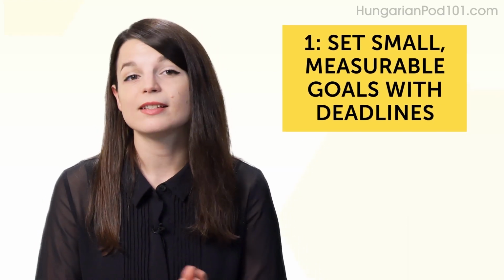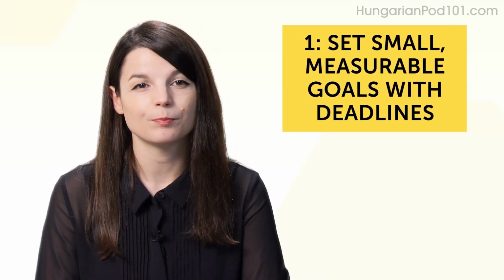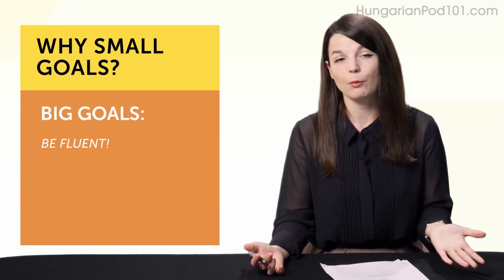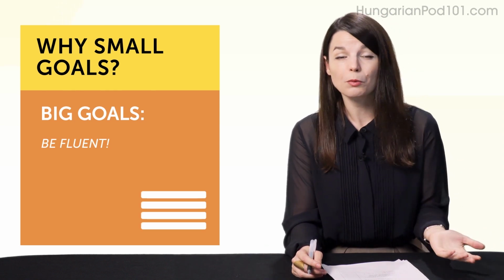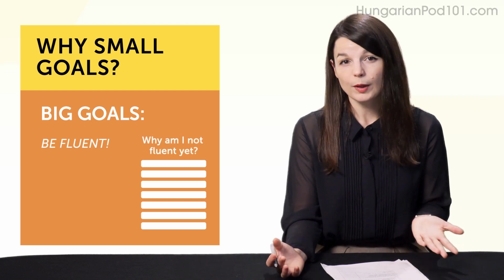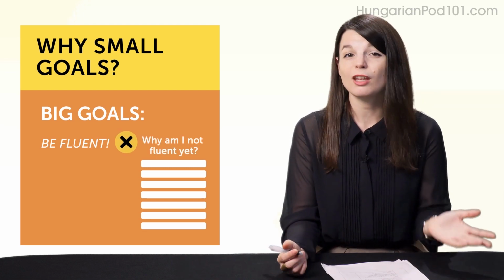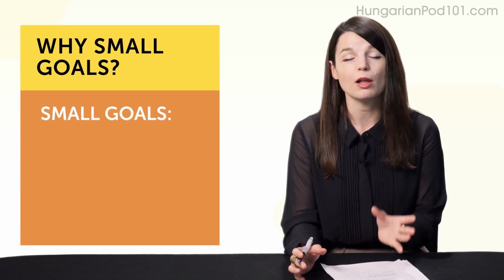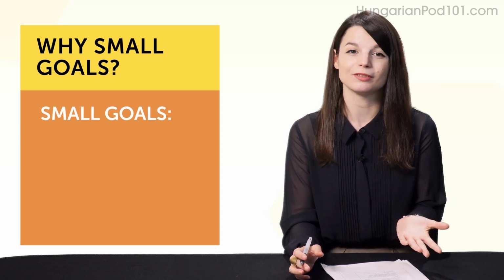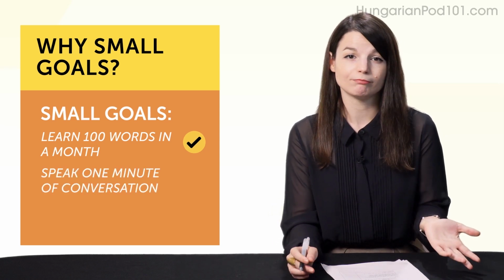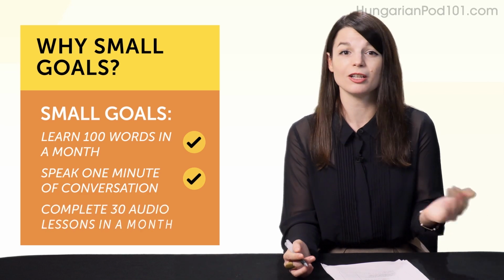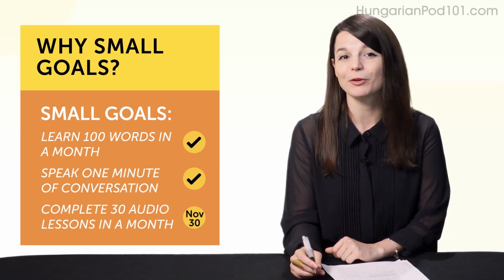Let's start with the first and most important one. Habit number 1, set small, measurable goals with deadlines. Why small goals? Well, say for example, you set big, vague goals, like I want to be fluent someday, and maybe you buy a textbook, you read the first chapter, then you start wondering if you're getting any better. You start worrying you'll never be fluent, and you give up. If you do this, you need to start setting small, measurable goals. For example, learn 100 words in a month, or speak 1 minute of conversation, or do 30 of our audio lessons in 1 month. Deadline November 30th.